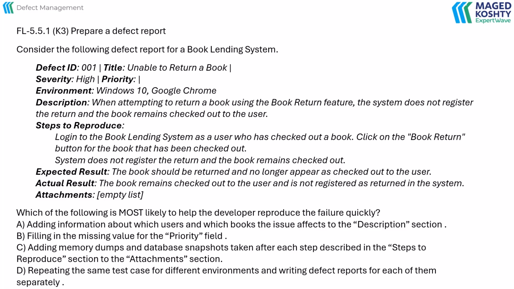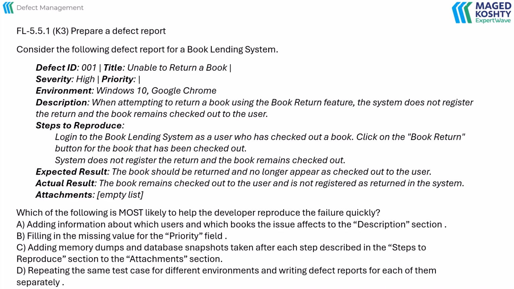Steps to reproduce: log in to the book lending system as a user who has checked out a book. Click on the Book Return button for the book that has been checked out. System does not register the return and the book remains checked out. Expected result: the book should be returned and no longer appear as checked out to the user. Actual result: the book remains checked out to the user and is not registered as returned in the system. Attachments: nothing. Which of the following is most likely to help the developer reproduce the failure quickly?